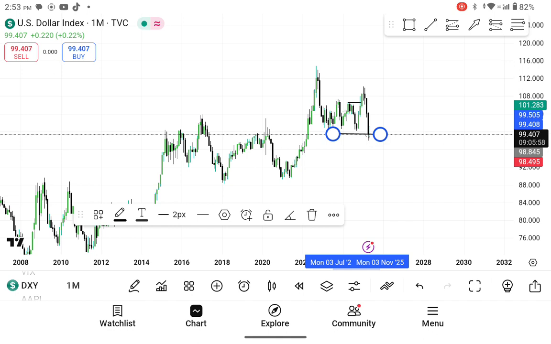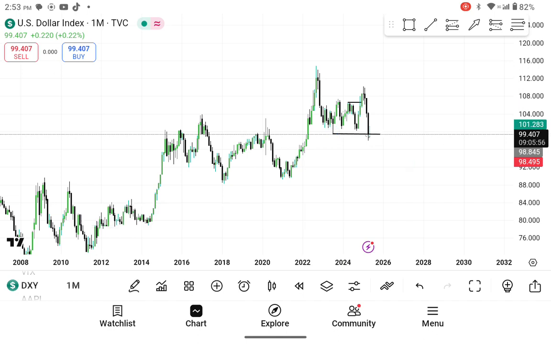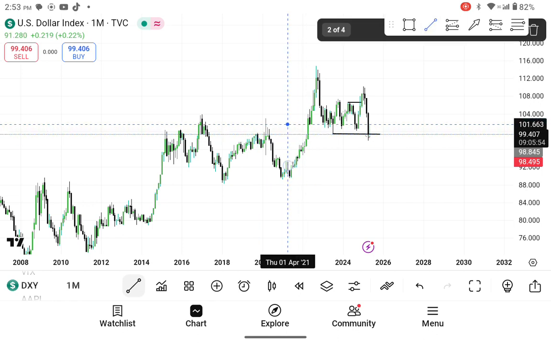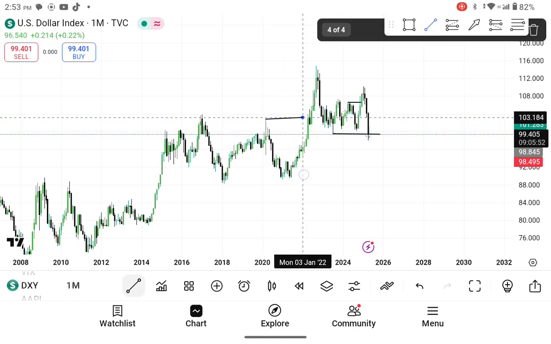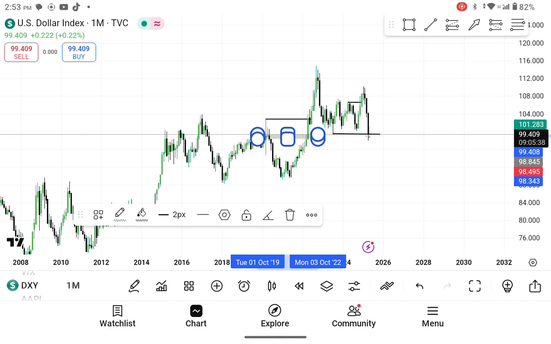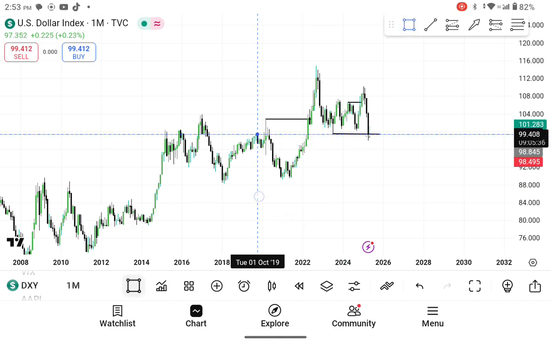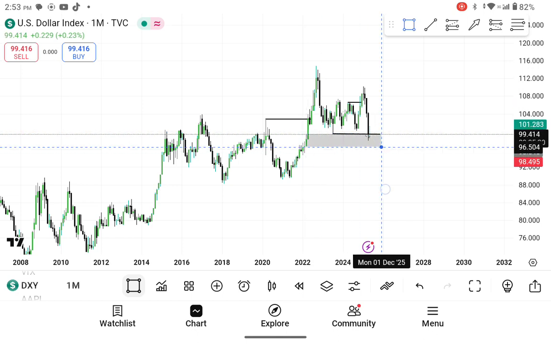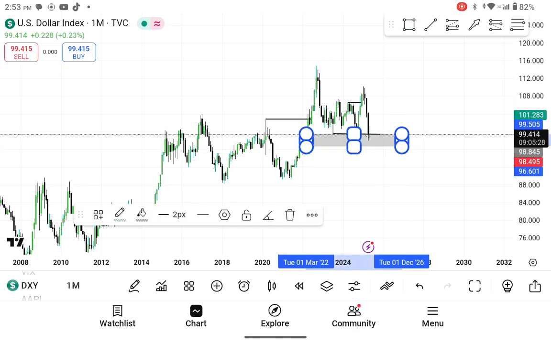So there we had the liquidity, we had the break of structure here, and you can also see we had the break of structure at that point. After that, the whole of this zone is supposed to be our demand zone, all the way here. So that's our demand zone.